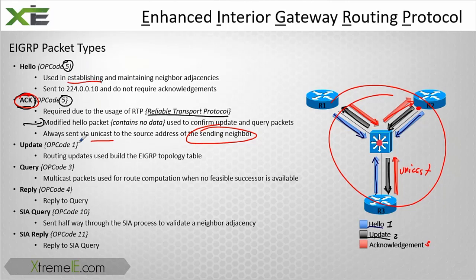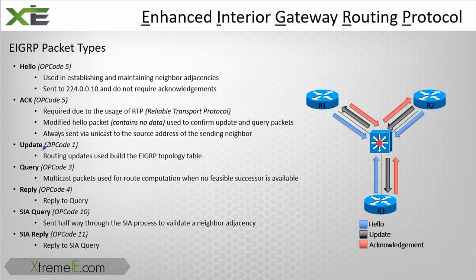So this hello packet's going to go out to 224.0.0.10. It's going to establish that adjacency. Then we're going to see the updates, and I'll get to what those are in a second. We're going to see an update go out, followed by an acknowledgement packet. And again, this acknowledgement is simply a hello packet without any actual data in it. It's just going to contain that sequence number, okay?